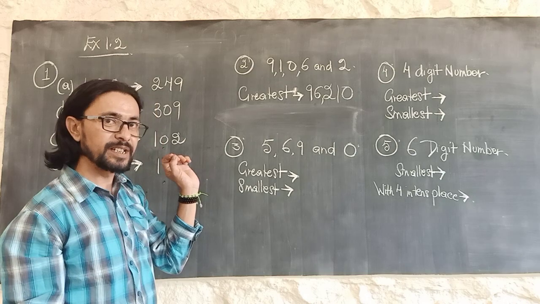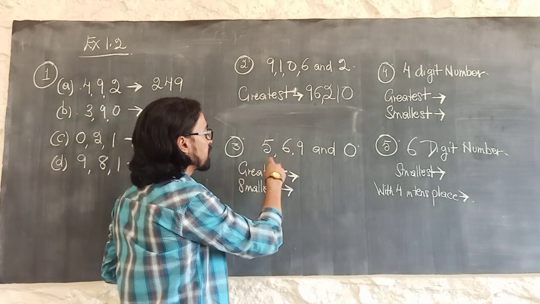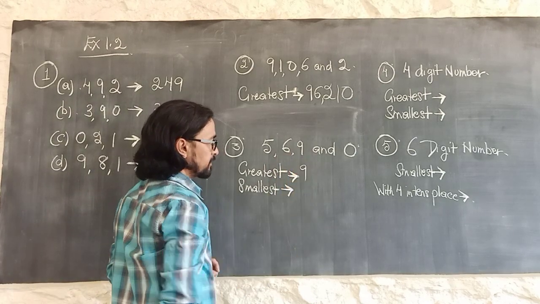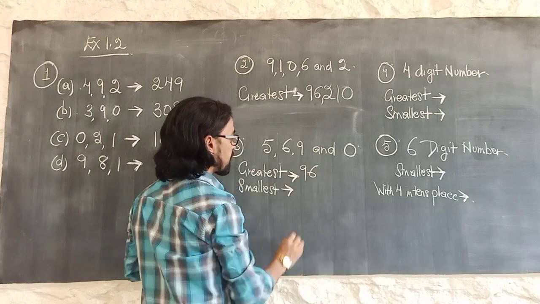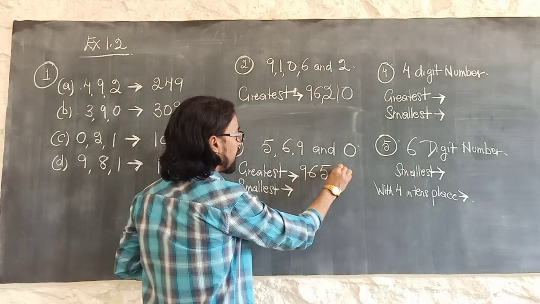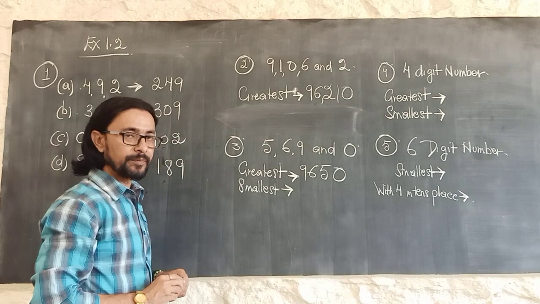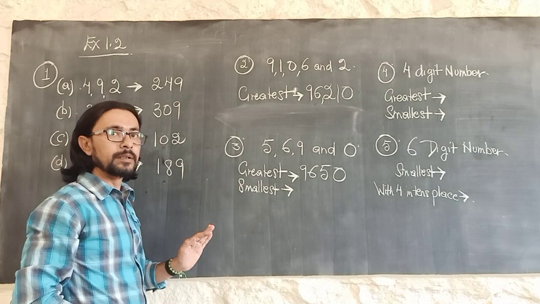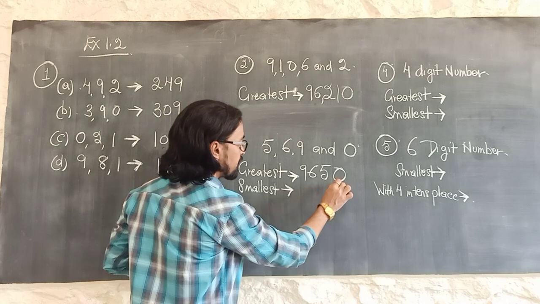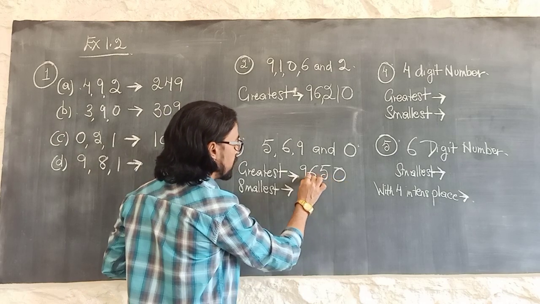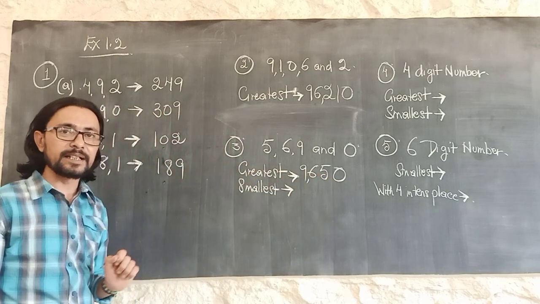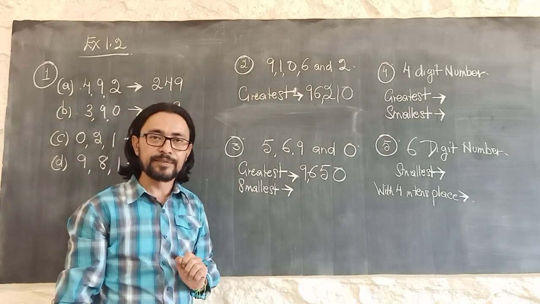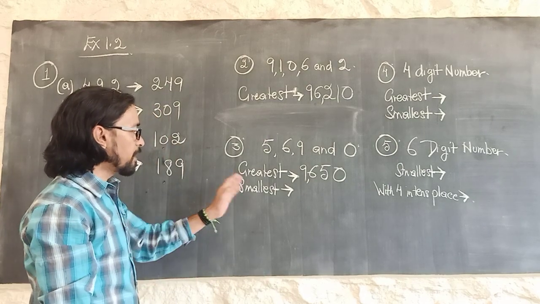Again, I start with the greatest digit. The greatest digit out here is 9. Then comes 6. Then comes 5. And last comes 0. And I put the comma only after I have formed my number. So, according to the Indian system of numeration, 1, 2, 3, comma. The answer is 9650. Let's come to the smallest.